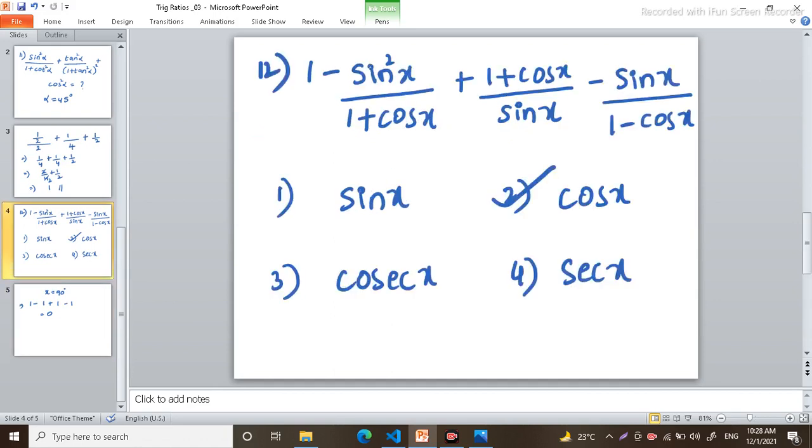So when you substitute in the options, x value is 90, sin 90 is 1, so this is not the option. Cos 90 is 0, this is the correct answer. And when you go to cosecant x, at 90 it is also 1, and secant x at 90 is nothing but not defined.